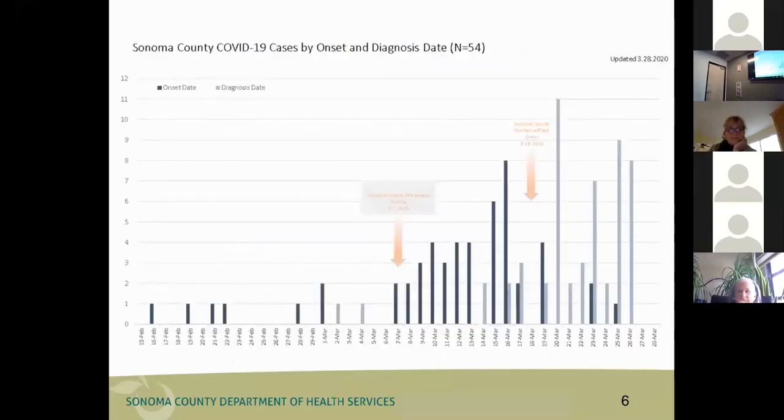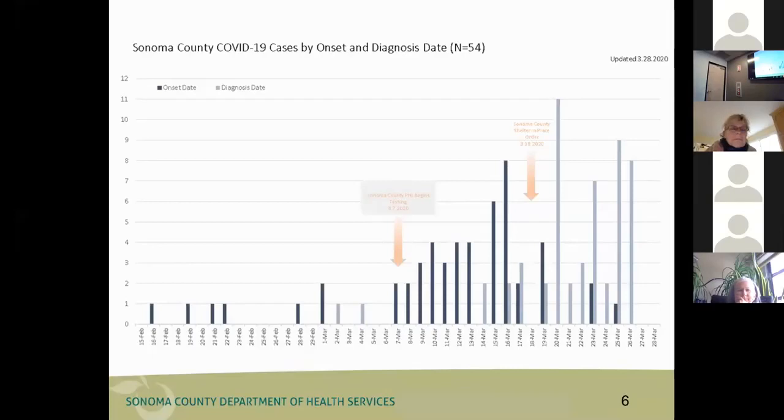And then I wanted to share this slide, and I'm sorry it doesn't present very well, but this is our timeline. In the dark are our cases by onset date, and in the light blue are our cases by diagnosis date. And then in the orange is just a couple of our interventions. Our testing began on March 7th at our Sonoma County Public Health Lab. And then on 3/18 was when we put in place our health order.